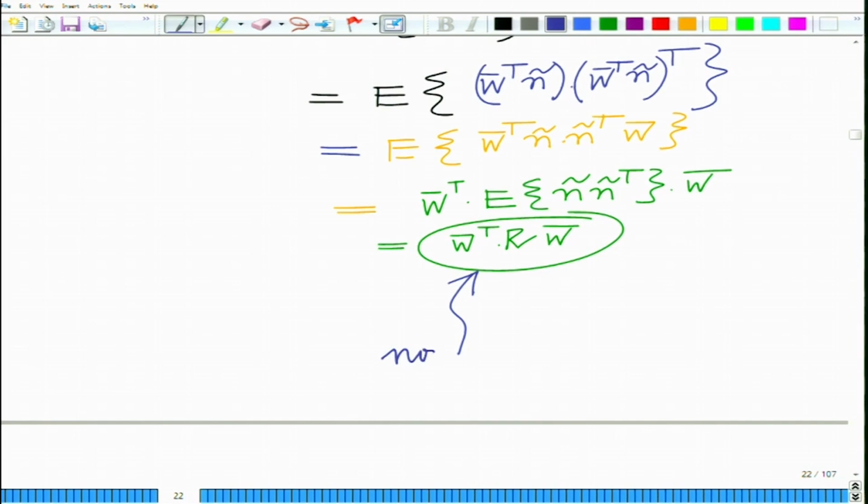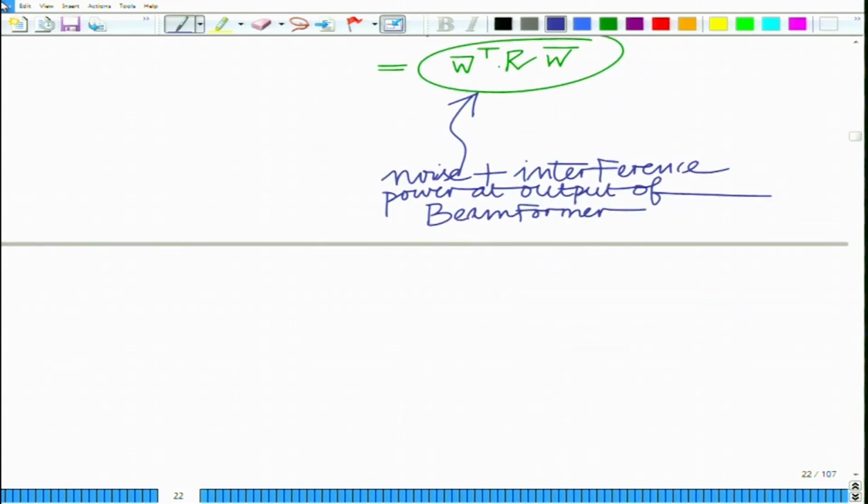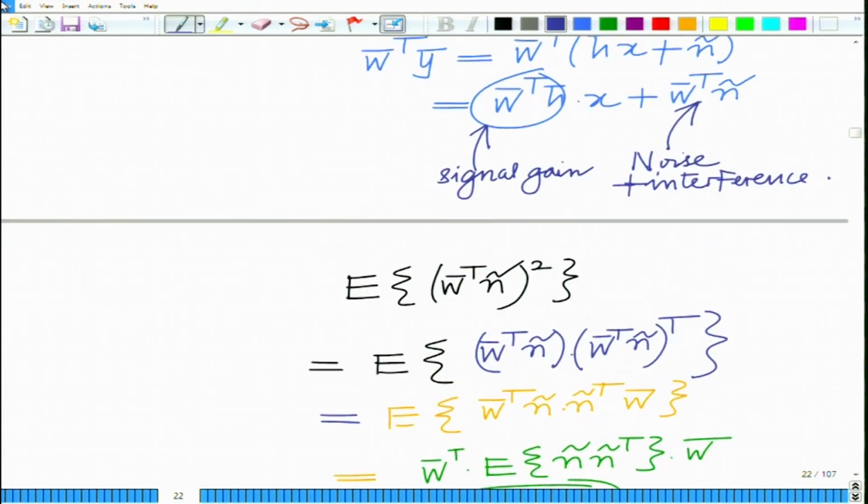So, this is your noise plus interference power at the output, noise plus interference power at the output of the beamformer. And now, what is our optimization? Again, remember, we want the signal gain W bar transpose H bar to be 1. So, signal gain has to be unity.